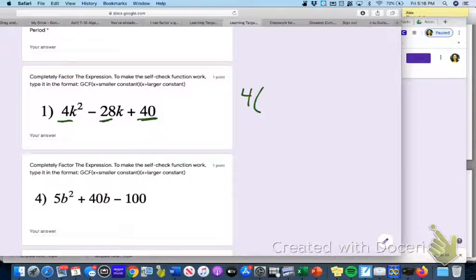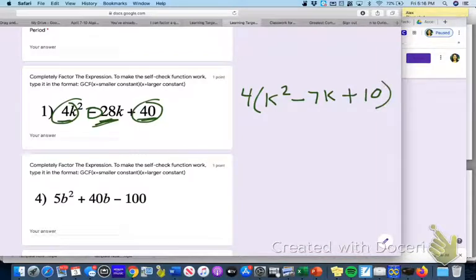So that means that my greatest common factor that I'm going to factor out is a 4. If I had 4k to the second and I factored out a 4, that's obviously going to leave me with k to the second. If I had a 28 and I divided out a 4, that's going to leave me with 7. And because it's a negative 28, that leaves me with a negative 7. Okay, and then I had 40, which I factored out of 4, so that left me with 10.